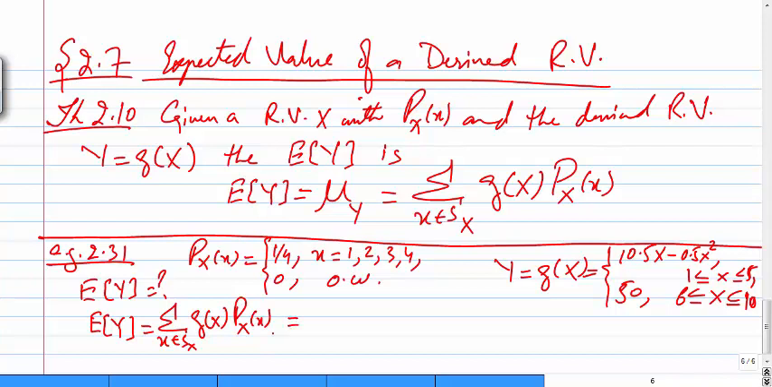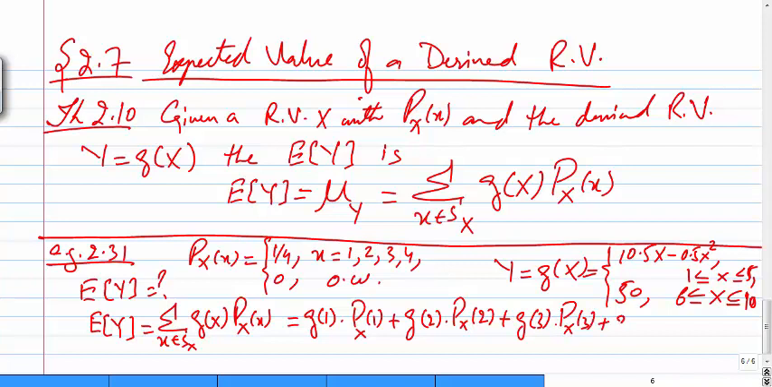Now for that case we have 1, 2, 3, 4 values, so we can write it as g(1) times p_X(1) plus g(2) times p_X(2) plus g(3) times p_X(3) and plus g(4) times p_X(4). So this is the solution.